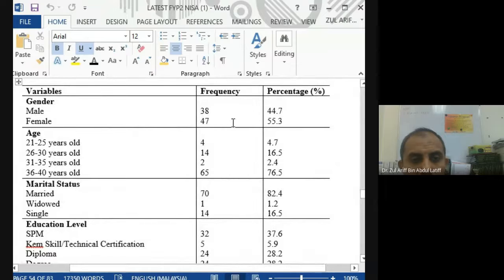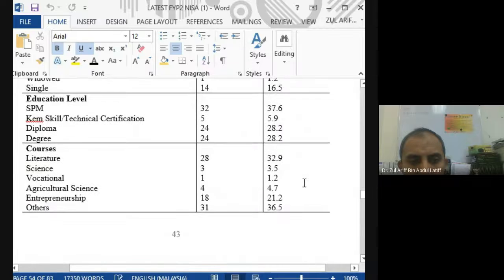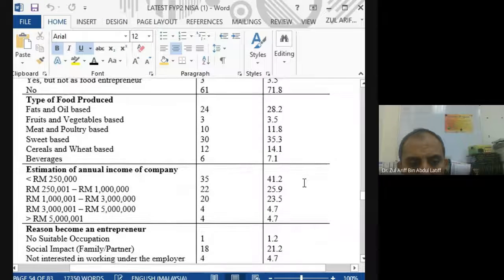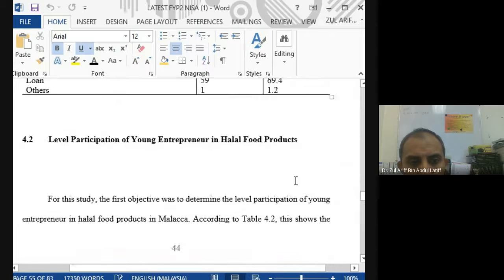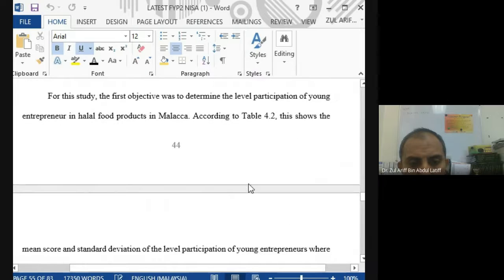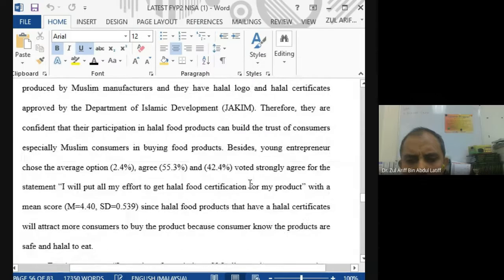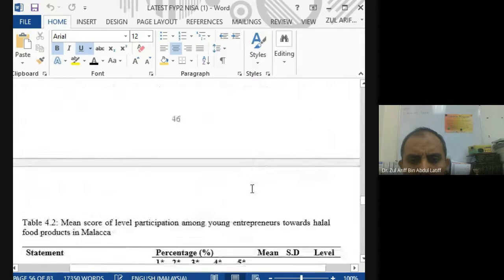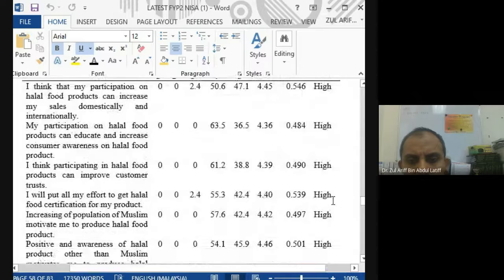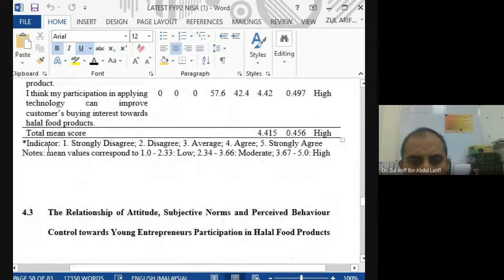So you have your variable. Don't make the box borders, there's no need to draw boxes. So you have your frequency, the numbers and percentage: age, marital status, education, courses, type of food and so on. Level of participation, this is the first part of the questionnaire. So these are all the questions. All are high. So the indicators: strongly agree, moderate.